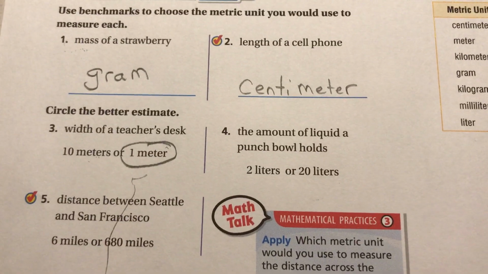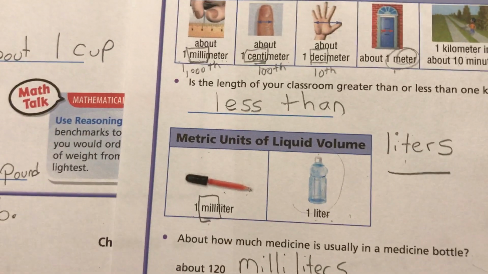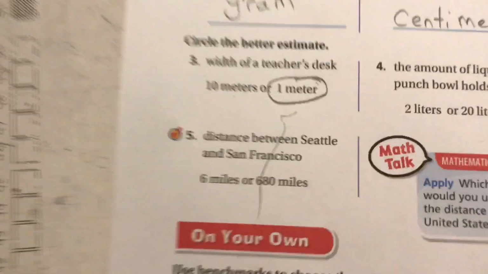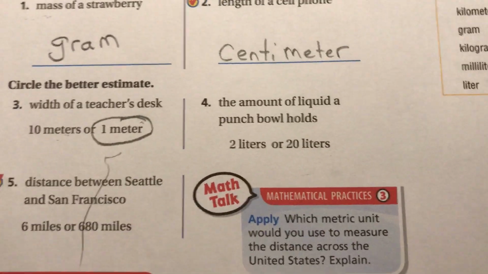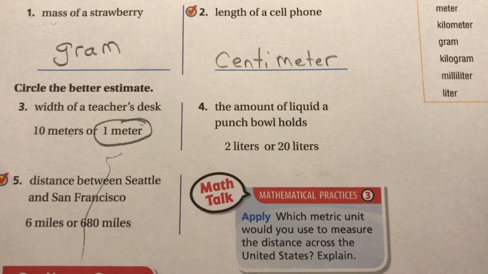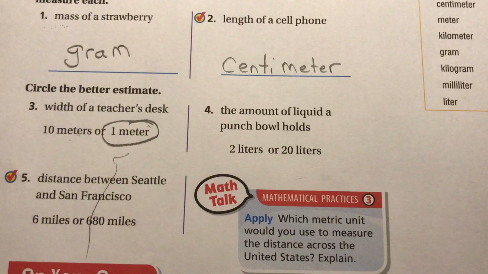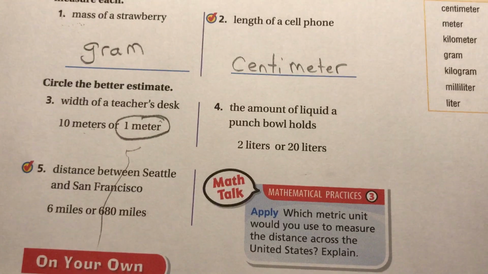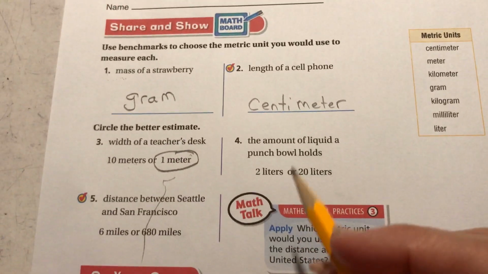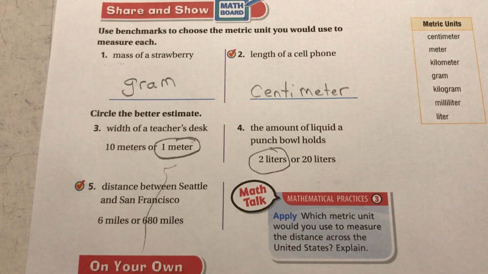The amount of liquid a punch bowl holds. So I'm thinking back here for my liters. How much do you think a punch bowl holds? Well, first of all, what the heck is a punch bowl? You don't see those too often anymore, but it's like a big bowl, maybe bigger than what you would make brownies in when you measure the brownies and you put them all in and you stir, stir, stir. It's bigger than that, but it's not that big. So it's actually going to be 2 liters. That's about how big it is.